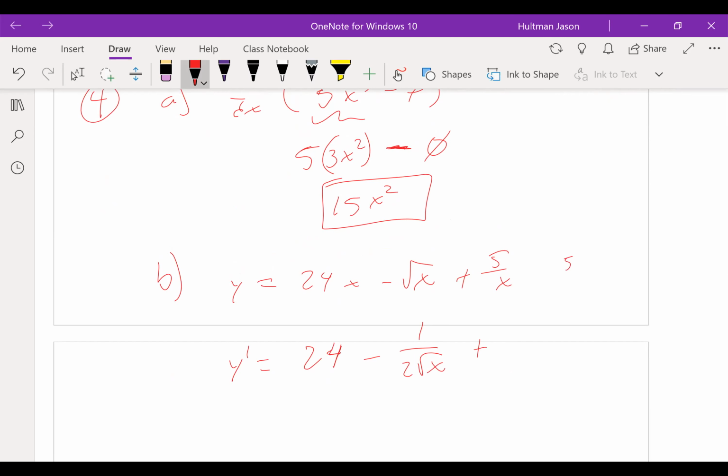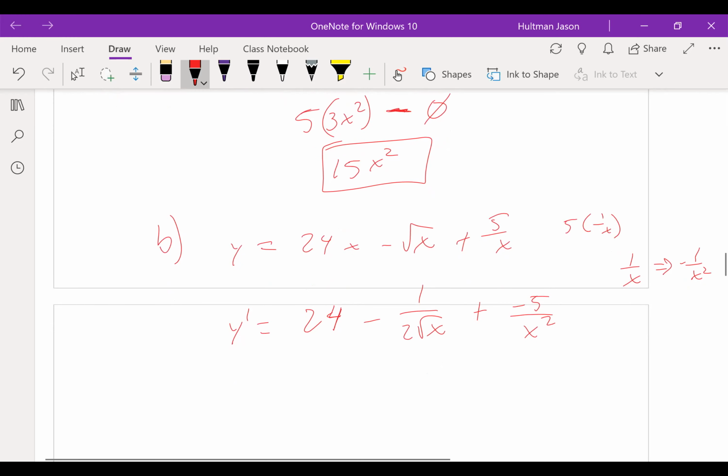Think of this as 5 times 1 over x. The derivative of 5 times 1 over x is going to be negative 5 over x squared, because once again, we should know that the derivative of 1 over x is negative 1 over x squared. We could also do these based on the power rule if we really wanted to, but I'm not going to. So this becomes 24 minus 1 over 2 radical x minus 5 over x squared, and that's the derivative.